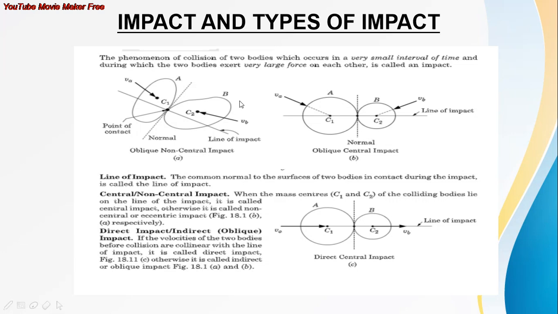In this case, this is an oblique central impact. That is, this line of impact coincides with C1 and C2, so it is central impact, but it is not aligning with VA and VB, so it is an oblique central impact. And the third case is known as direct central impact. In this case, the line of impact not only coincides with C1 and C2 but is also aligned with VA and VB. So this is known as direct central impact.